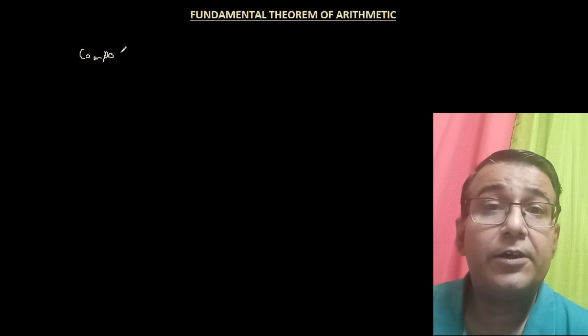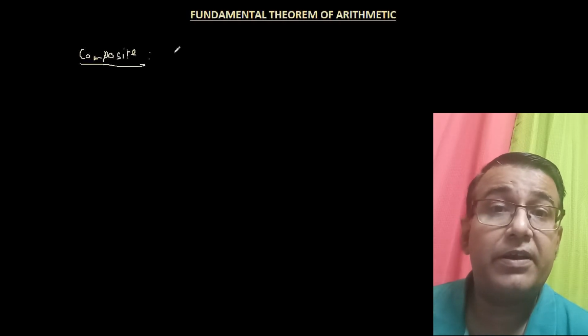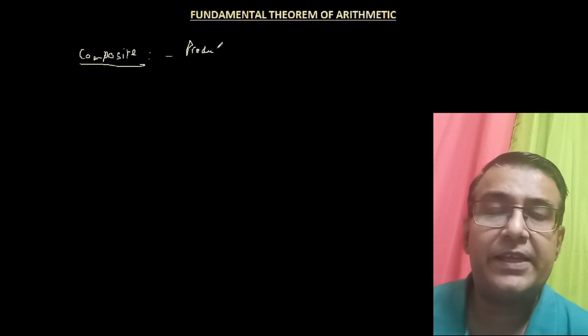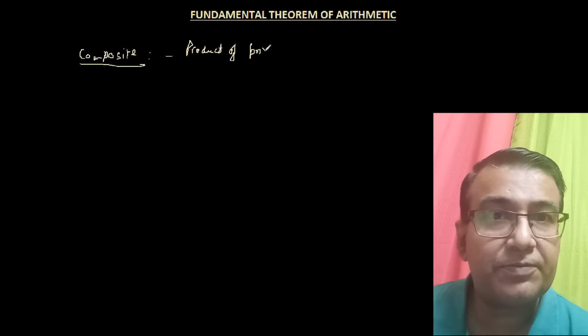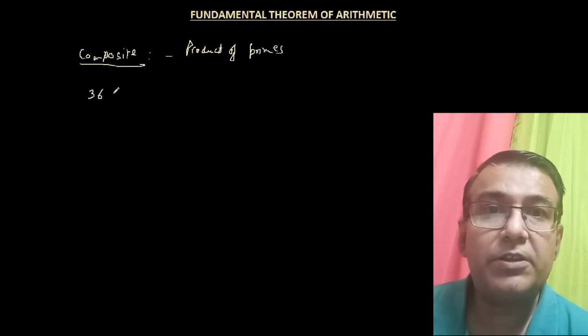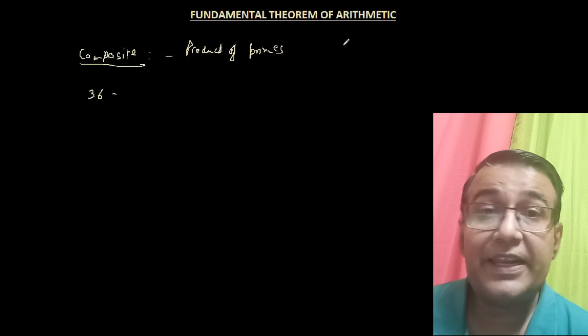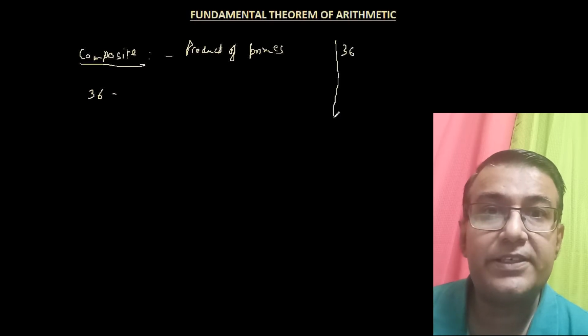So like I said, a composite number can be written as a product of prime numbers, and let's have a look at some examples of that also. So let us take the number 36 for example, and let's prime factorize the number 36. And when we prime factorize a number, we have to make sure that we are dividing it only by prime numbers, not by composite numbers. So that is a very important point. Do not make the mistake of dividing it by composite numbers.